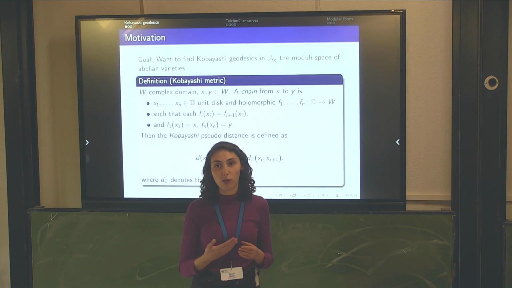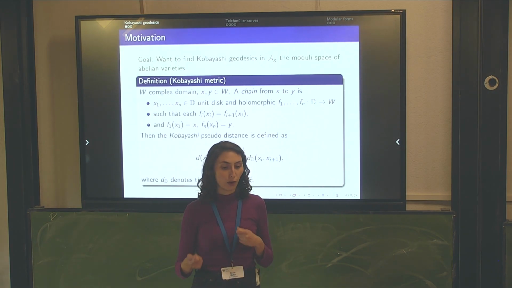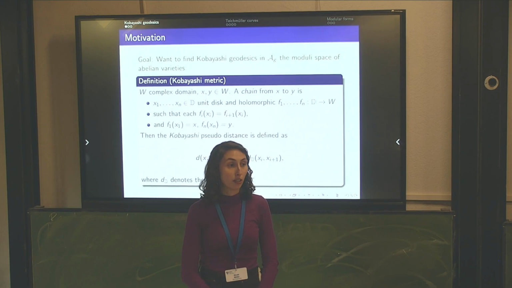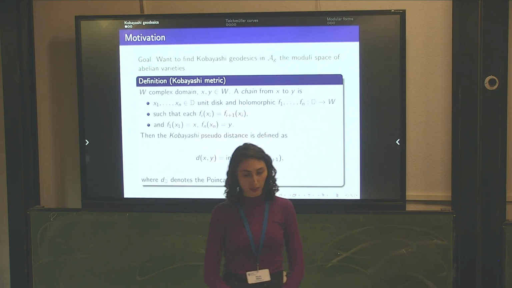And so this, first of all, is only a pseudo-distance, not really a metric, but if we are in the right space, which is Kobayashi hyperbolic, then this actually becomes a metric. So luckily for us, AG is Kobayashi hyperbolic, meaning the Kobayashi metric becomes actually a metric, and a geodesic is simply a geodesic with respect to the Kobayashi metric.